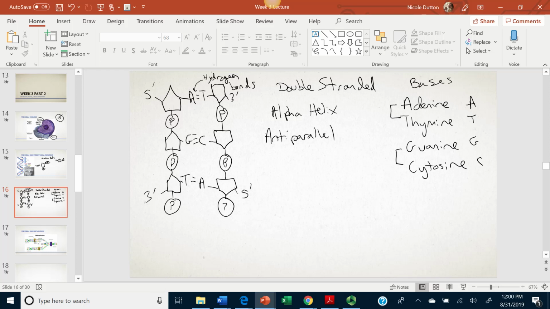You've got this backbone that consists of alternating sugar and phosphate groups, and then you have the bases that line up in the center. A pairs with T, G pairs with C, and the hydrogen bonds hold those strands together.